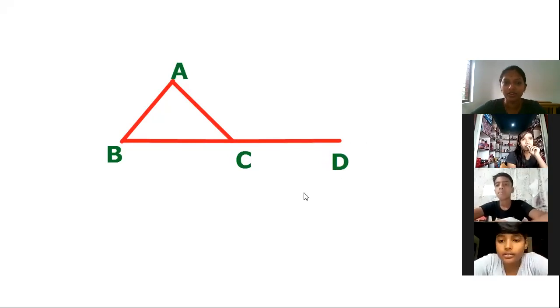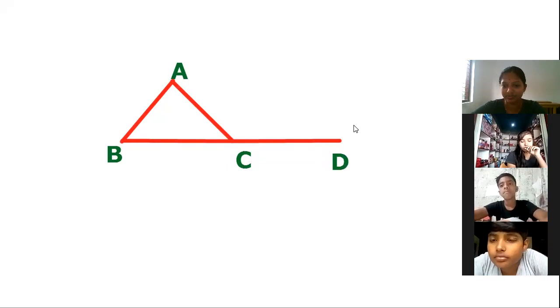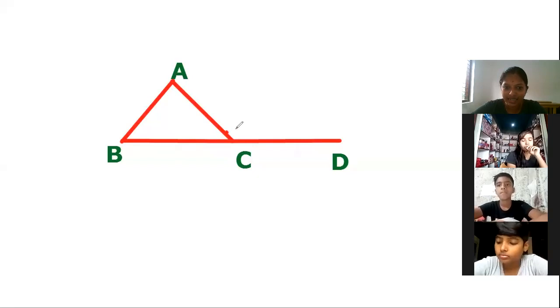Yes, miss. Okay. Then we have an angle ACD here. It is outside our triangle, and this angle can be considered as the exterior angle for this triangle. Okay, now we are going to find the property of this exterior angle.